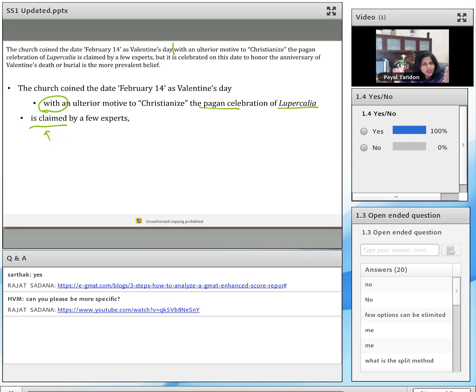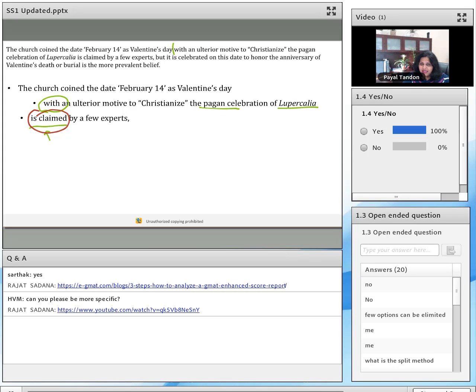But when you experience such imperfections, I don't want you to stop there. I just want you to make a note that there's something not quite right, and I want you to understand the meaning that that particular part provides in the context of what you've already read. So in this case, I know something is not quite right with this part here. I know that "is claimed" is a little bit off, but I'm going to continue reading the sentence, and I'm going to understand what "is claimed by a few experts" means in the context of this sentence.